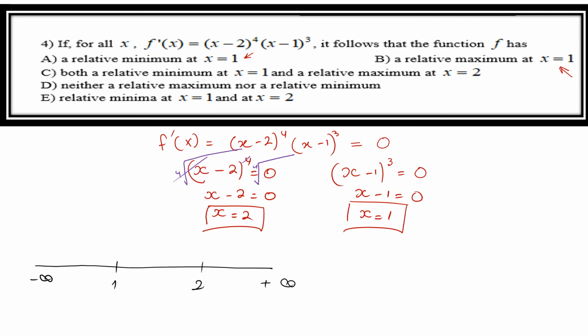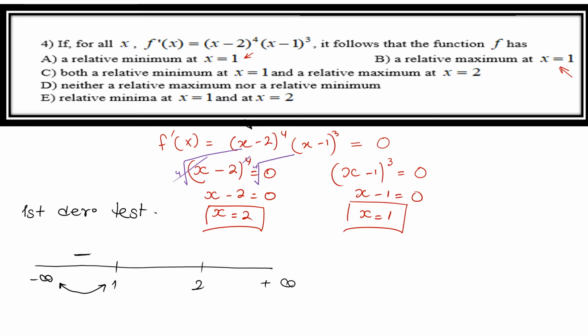So in order to perform the first derivative test, you sketch the number line and write all the critical points on the number line from negative infinity till infinity. Now choose a number between negative infinity and 1 and put it in the first derivative. So for example, if I choose 0, this factor will give me a positive number and this one will give me a negative number. So I will have a negative number here.